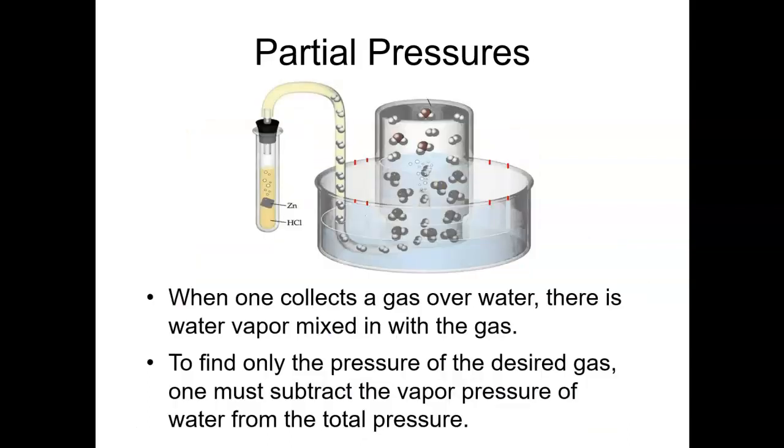Okay, so when I collect a gas over water, there is water vapor mixed in with the gas. And so to find only the partial pressure of the desired gas, I have to subtract the vapor pressure of the water from the total pressure. And this has to do with working out why I would need to know the partial pressure of the hydrogen. Well, then I can calculate how many moles of hydrogen I have, using PV equals nRT. And I can work out yields and things like that.